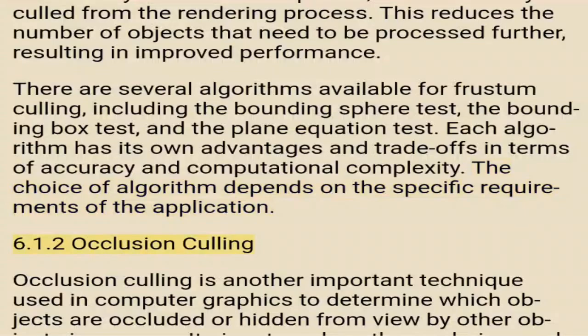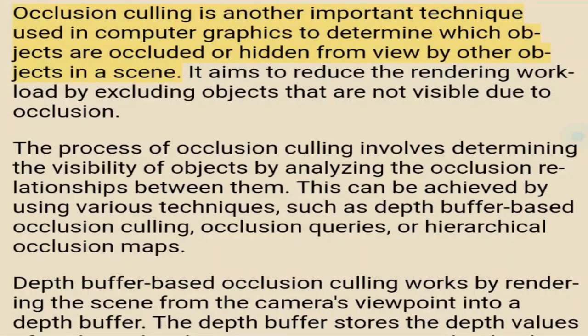6.1.2 Occlusion culling. Occlusion culling is another important technique used in computer graphics to determine which objects are occluded or hidden from view by other objects in a scene. It aims to reduce the rendering workload by excluding objects that are not visible due to occlusion. The process involves determining the visibility of objects by analyzing the occlusion relationships between them. This can be achieved by using various techniques, such as depth buffer-based occlusion culling, occlusion queries, or hierarchical occlusion maps.